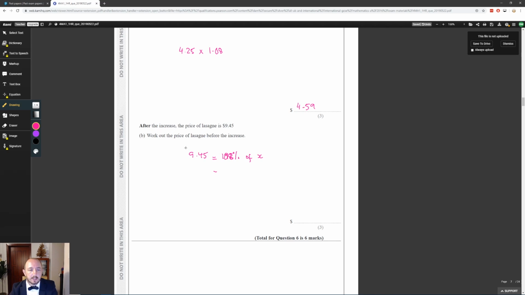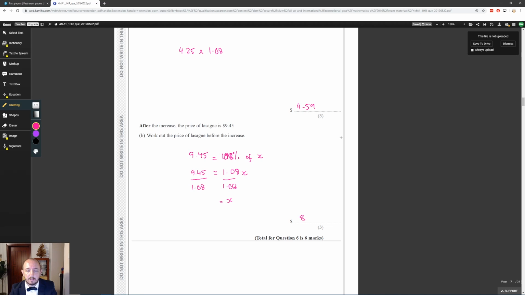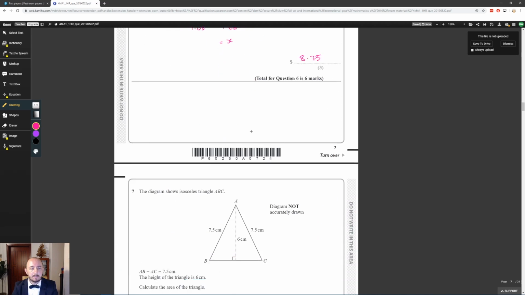So we can turn this into a decimal like this, and now we have an equation that we can solve. So we divide both sides by 1.08. We get x equals 8.75. Okay, so this is 108% of the original price, and we can work backwards from there.